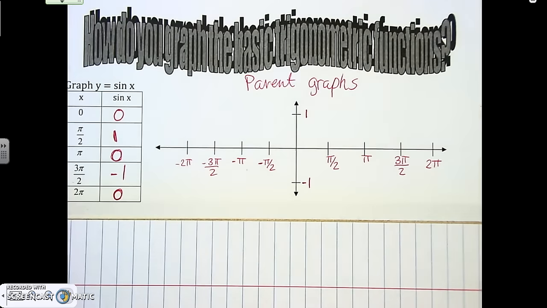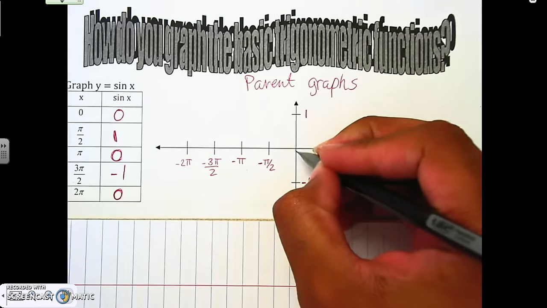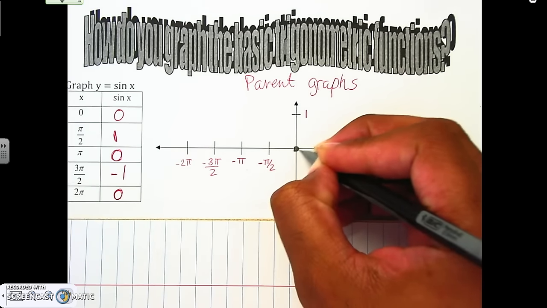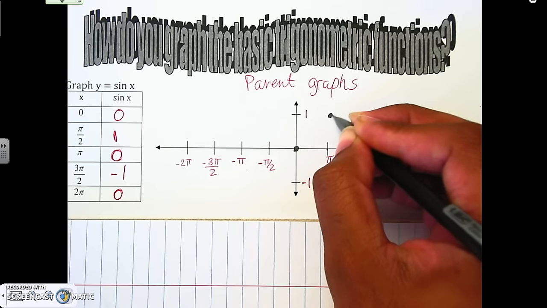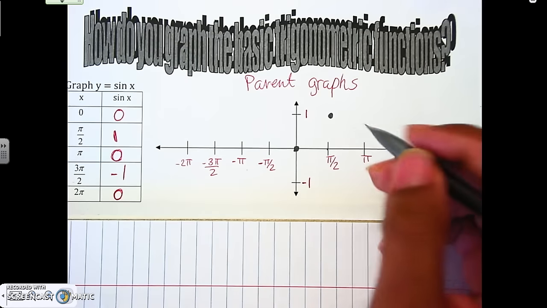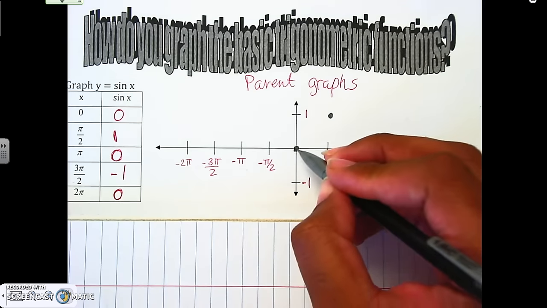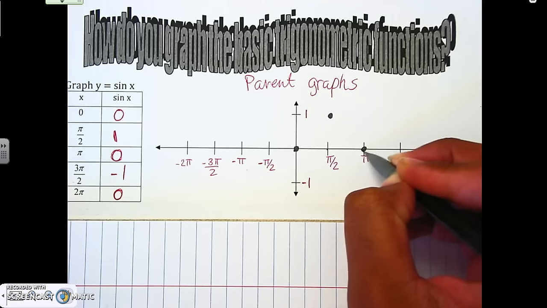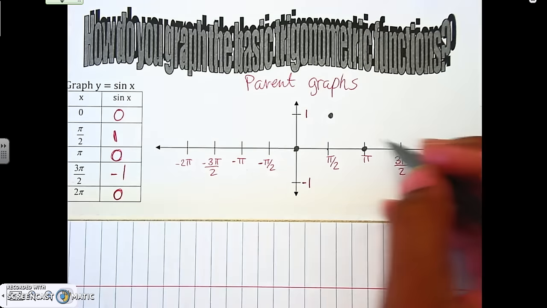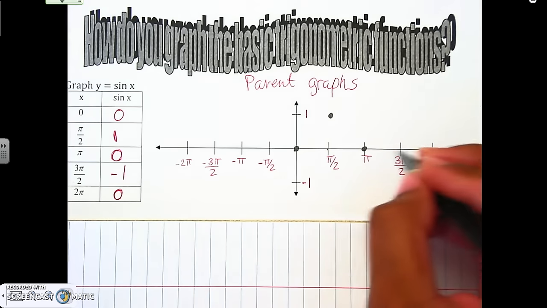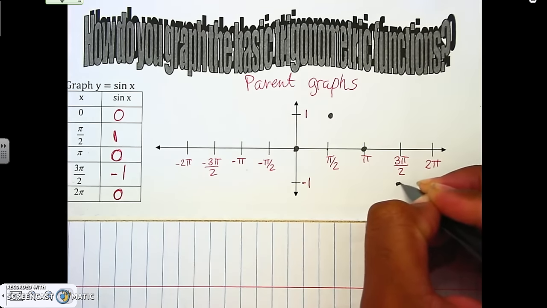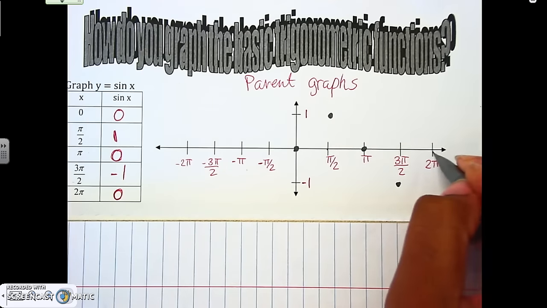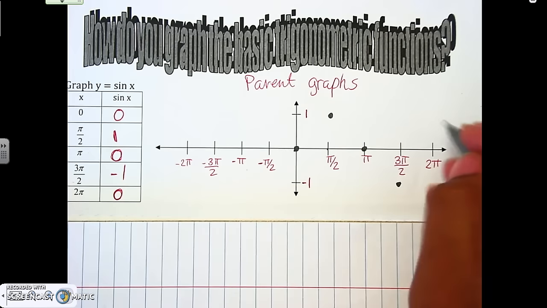And what we're going to do is plot these points to match up with that. So we said 0, 0 is the first point. So we plot that right here in the middle. 0, 0, that's the origin. We have pi over 2 and 1, so we move up here. And with the points, plot them as best you can and as accurately as possible. So pi over 2 and 0, pi and 0, 3 pi over 2 and negative 1, so 3 pi over 2 down negative 1. And we have 2 pi and 0, so 2 pi and 0.